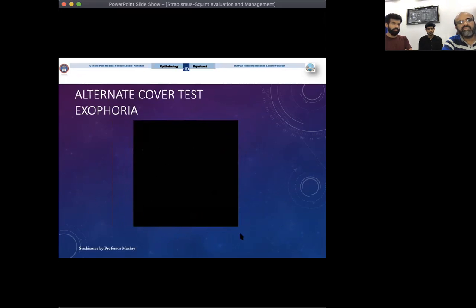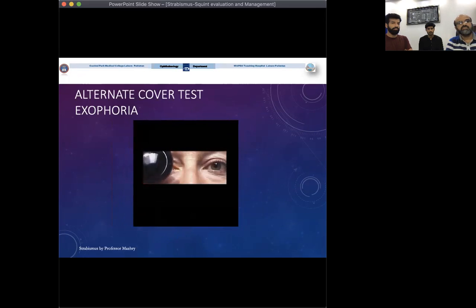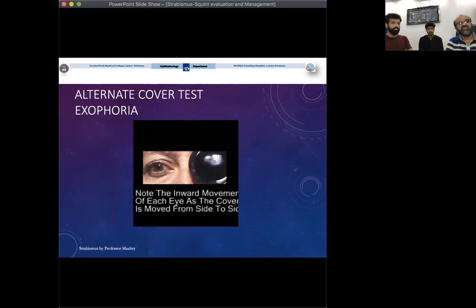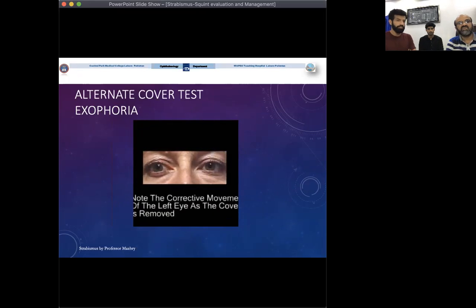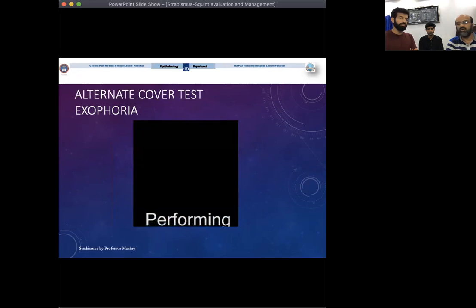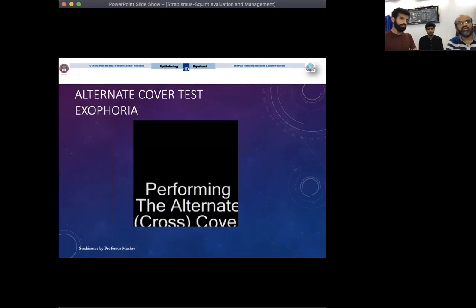Now for exophoria. Now the cover is being used, the eye under cover moves out, and as the cover is shifted to the other eye, the eye that was under cover picks up the fixation, and the other eye, which is now covered, moves out. So how do you do it?